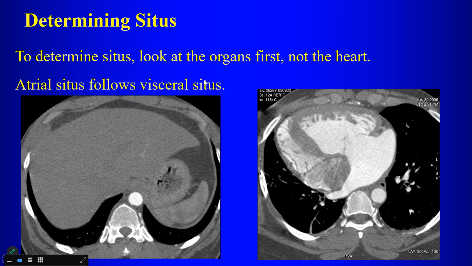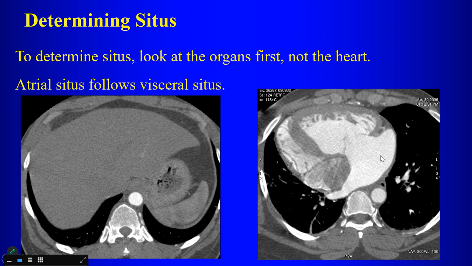So to get an idea of what the situs is, remember, if you look at the heart, things can be very confusing in some of these complex conditions. You want to start with the abdominal organs. That's usually most obvious, easiest to figure out, because the atrial situs usually follows the visceral situs. So even though this heart looks very confusing, right, if I look at the organs here, what's the situs here? Solitus. So when I look at the heart, this is an atrium here, this is another atrium there. This atrium I would expect to be the morphologic right atrium.